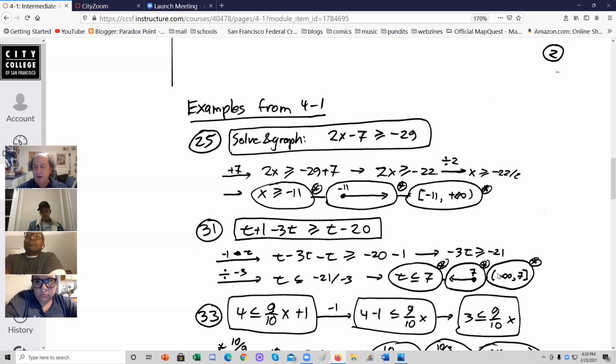Bracket, negative infinity, parenthesis, negative infinity, parenthesis, comma, 7, bracket.